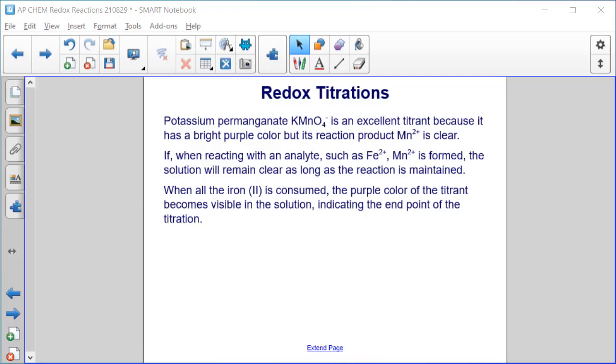All right, let's walk through an example of this kind of titration step by step. Potassium permanganate, KMnO4-, is an excellent titrant because it has a bright purple color, but its reaction product, which is Mn2+, manganese 2+, is colorless. So we could see the titration happening as we go from purple to colorless. If, when reacting with an analyte like iron 2+, manganese 2+ is formed, the solution will remain clear as long as the reaction is maintained. When all the iron 2+ is consumed, the purple color of the titrant becomes visible in solution, indicating the end point of the titration.